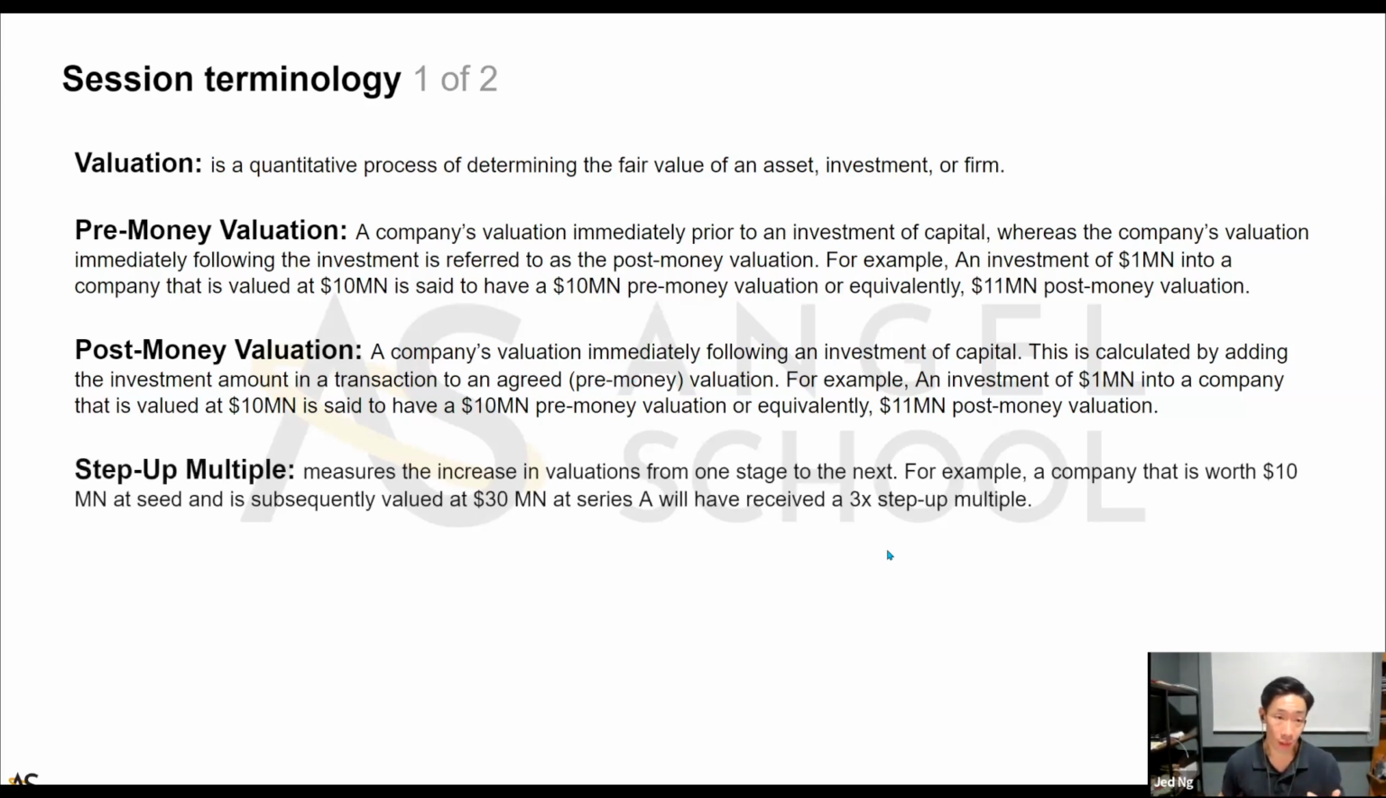Next, the next term is a step-up multiple. You can think of this very simply as the valuation increase of a startup in between rounds. So if you have a company that is valued at $10 million at seed stage, and at the Series A, they receive a $30 million valuation, very simply, you can say the company has a 3x step-up multiple.